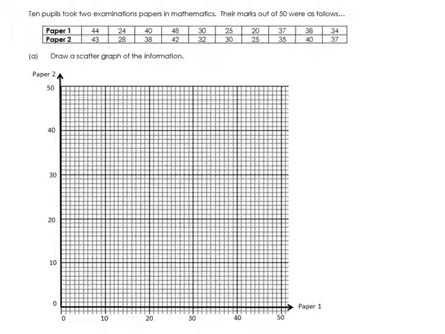Next, we're going to look at a couple of exam questions. So this one, we've got 10 pupils took 2 examination papers in maths. Their marks out of 50 were as follows. We've got paper 1 and paper 2. Don't forget whatever is on the top of the table is put on your x-axis. So paper 1 goes on the x-axis. And then you just plot your points like before.